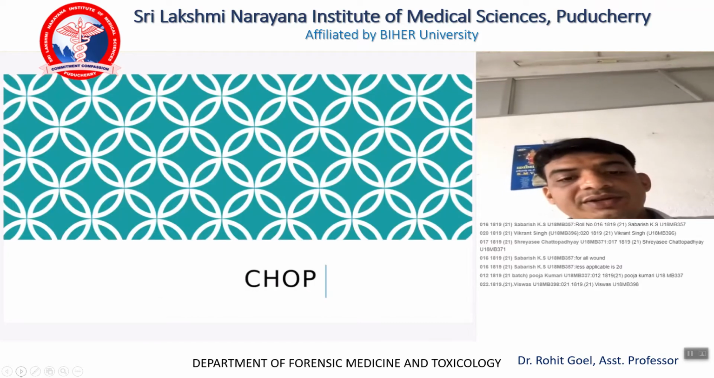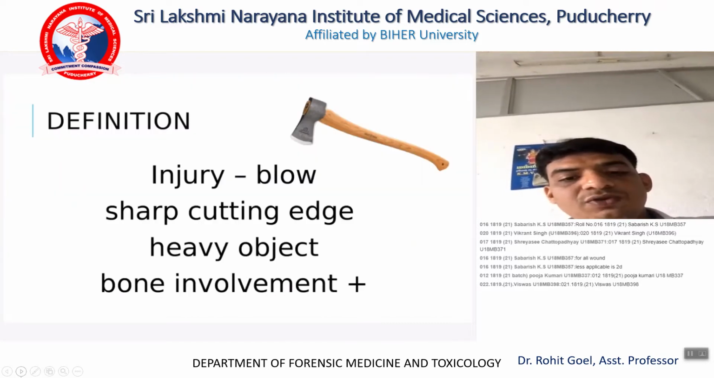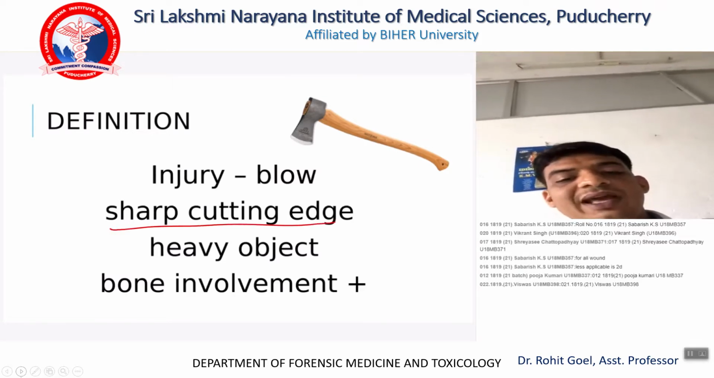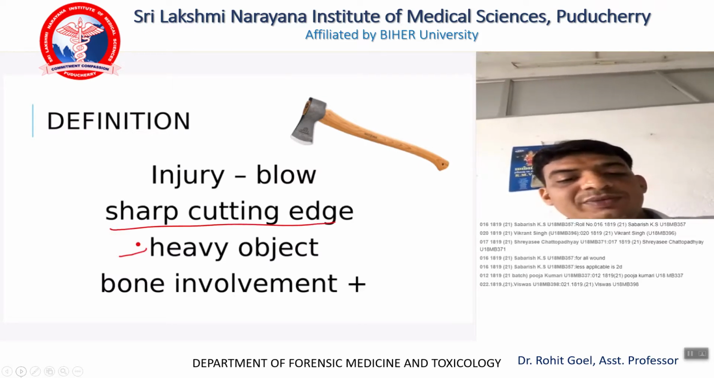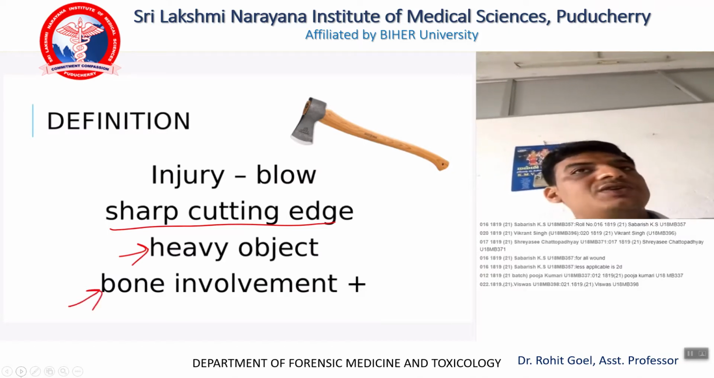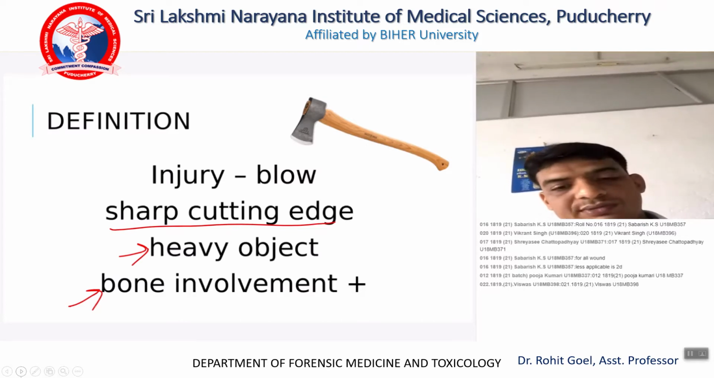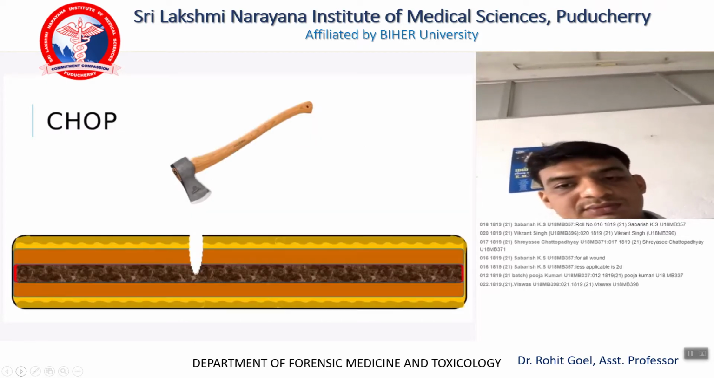Then we looked at the definition of a chop wound, where the weapon has a sharp cutting edge. It will be heavy in its weight and it will cause an impression upon the bone. It will cause a fracture or indentation on the bone. Next we saw chop wound. It is in the bone.